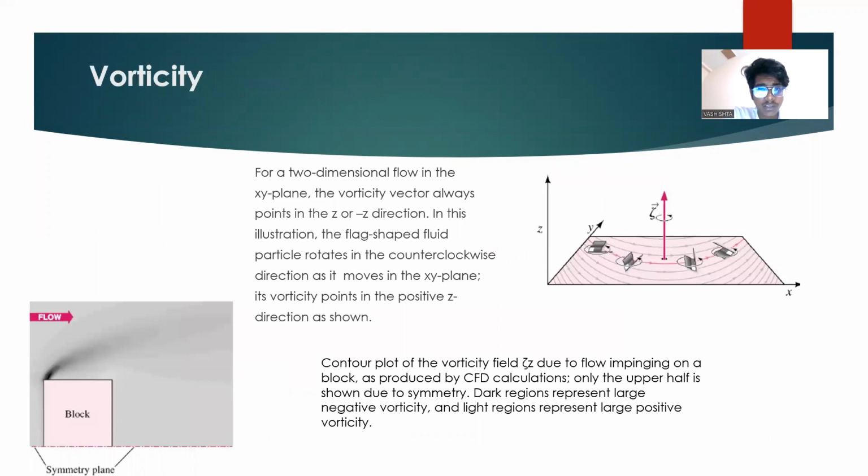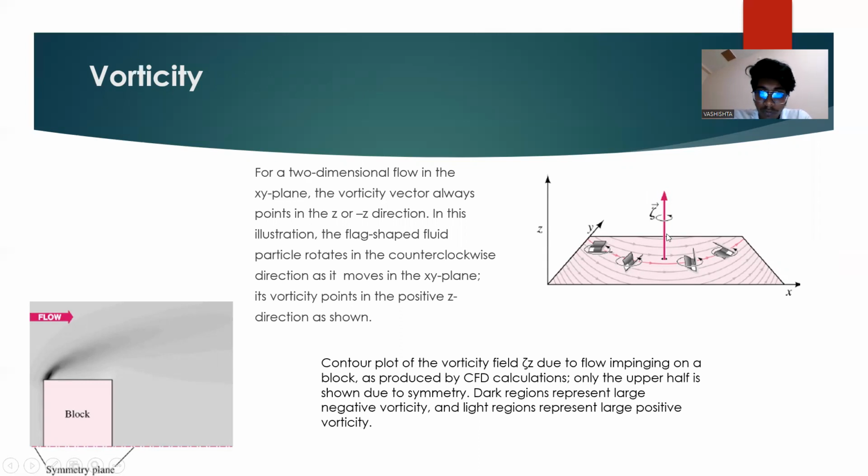For a two-dimensional flow in the xy plane, the vorticity vector always points in the z or minus z direction. In this illustration, the flag-shaped fluid particle rotates in a counterclockwise direction as it moves in the xy plane. Its vorticity points in the positive z direction as shown. As you can see in this xy plane, the vorticity points upwards with a counterclockwise direction.